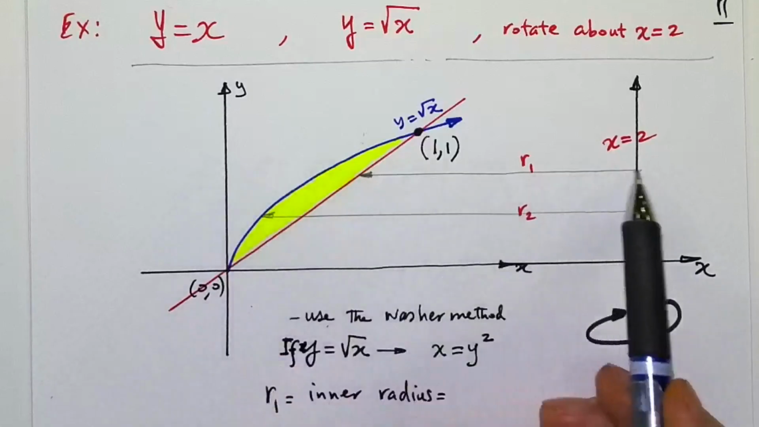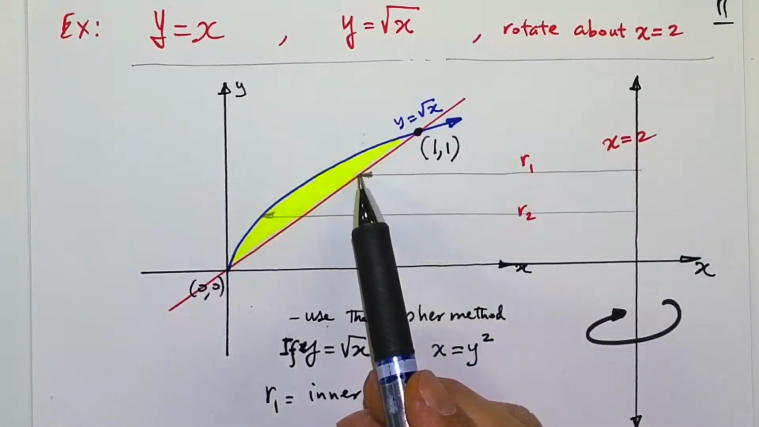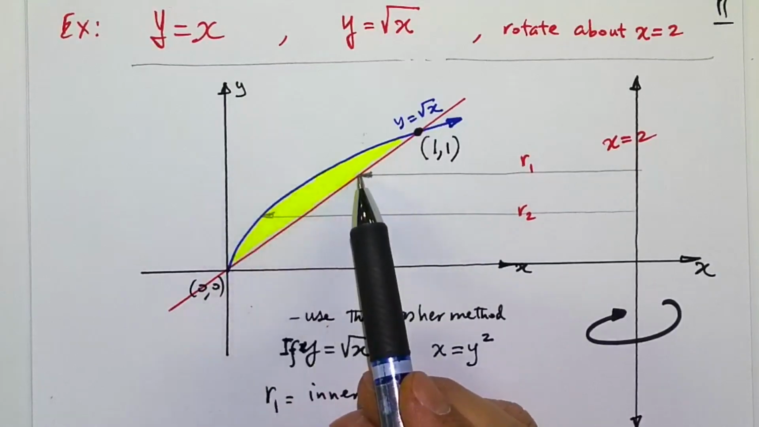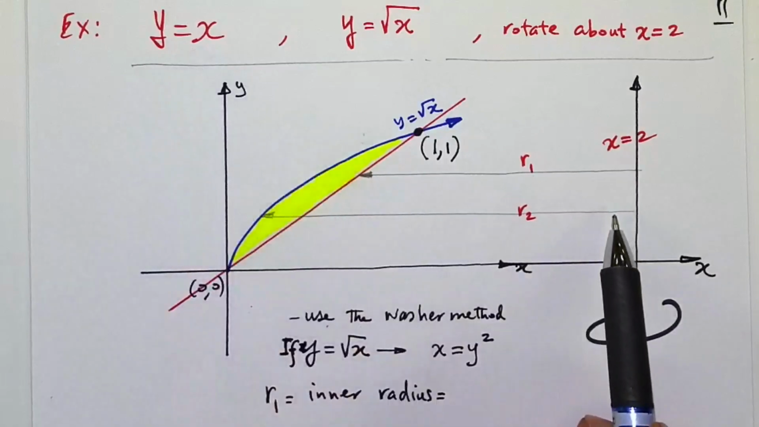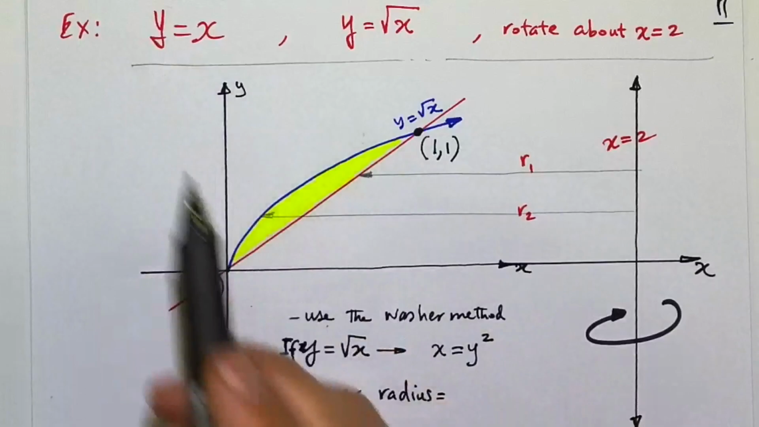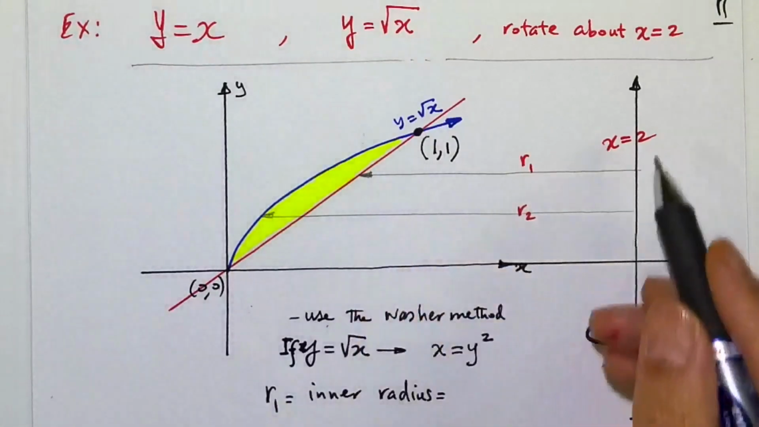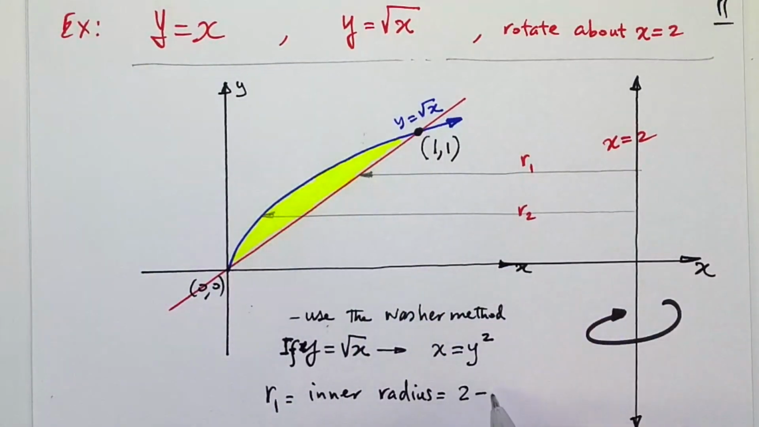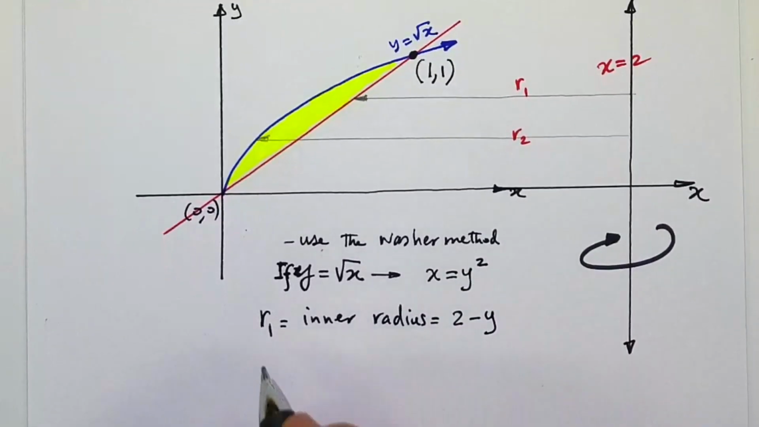So that distance is 2 units from the y-axis to that. Of course, r1 is shorter than that, and we know y equals x here. So it's going to be 2 minus y, because we're taking the integration along the vertical axis. It'll be 2 minus y, and then let me move this up a little bit.